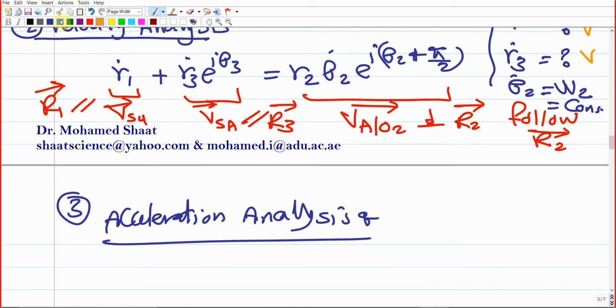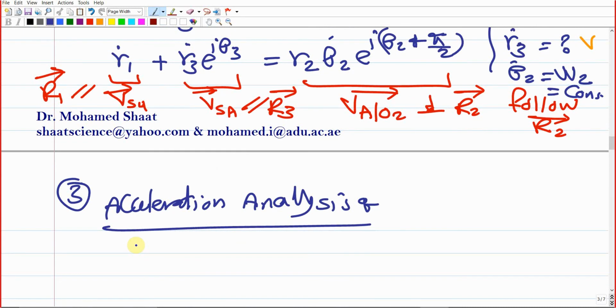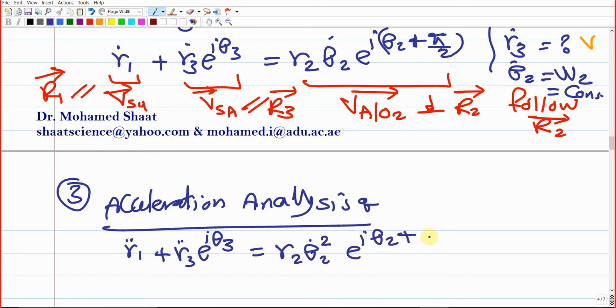So if we take the derivative here, R1 is variable, so it should have R1 double dot. So we're going to have R1 double dot plus R3 is variable, theta 3 is constant, so e^(i theta 3) will be constant. This gives us R3 double dot only, equals R2 is constant, but theta 2 dot also is constant. He mentioned that theta 2 is the only variable. So we end up with R2 theta 2 dot squared times e^(i(theta 2 plus pi over 2)). This gives us the third equation for the acceleration analysis.